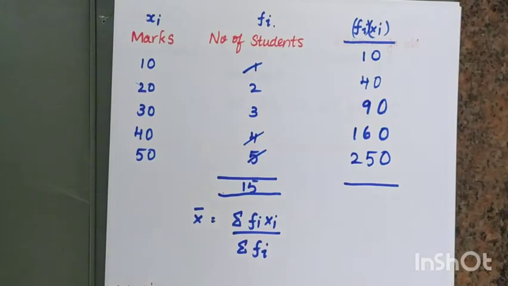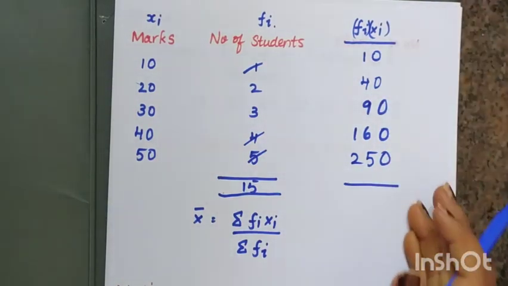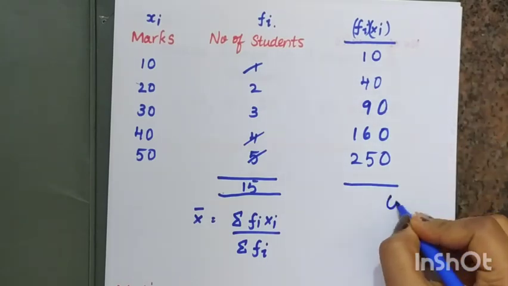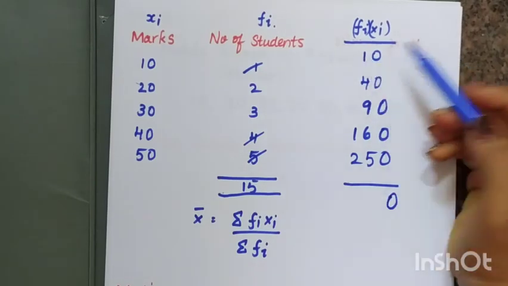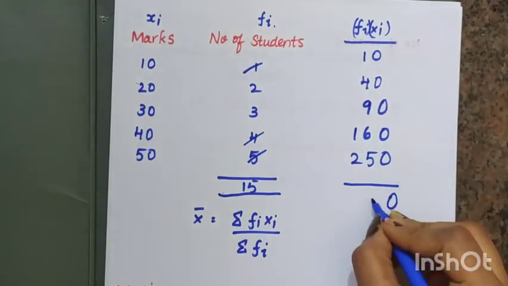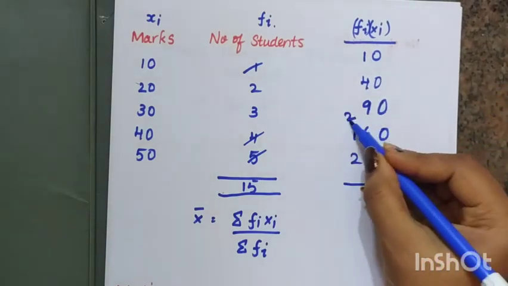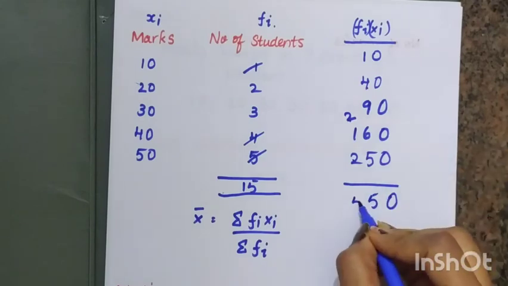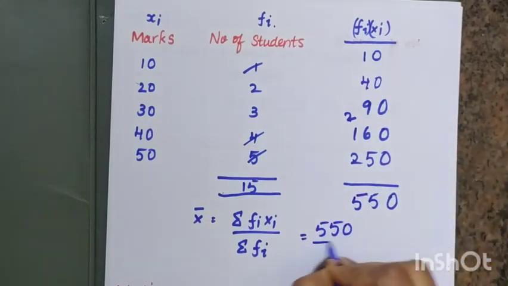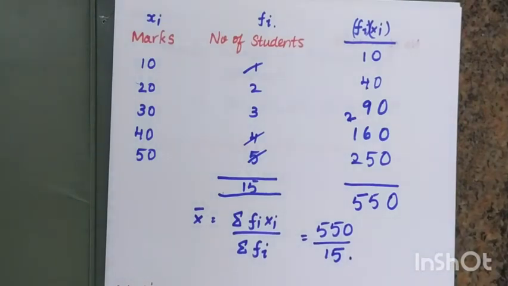Now, when you add all this, it will become sigma Fi into Xi. 0 or 0 itself. 9 plus 1 is 10, 16, 20, 25. 2 carry, 2 plus 2 is 4, 4 plus 1 is 5. Now, 550 by 15. Now you have to simplify this.